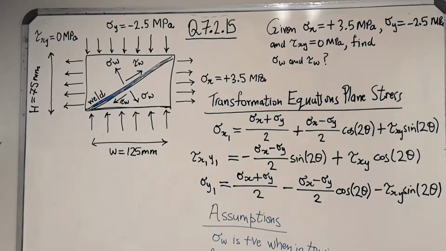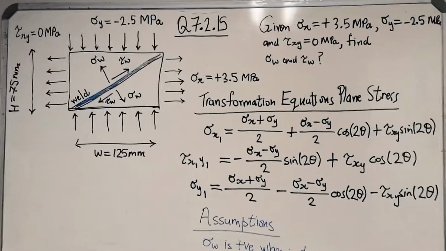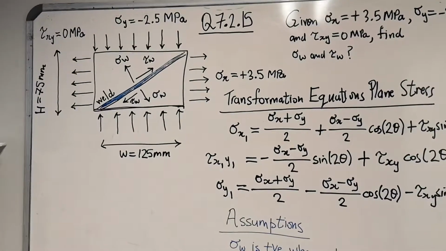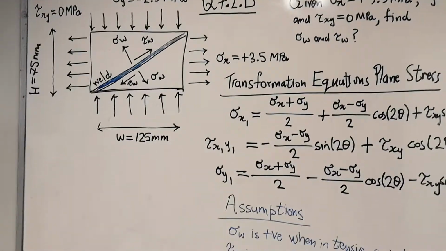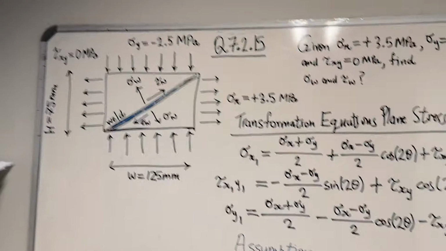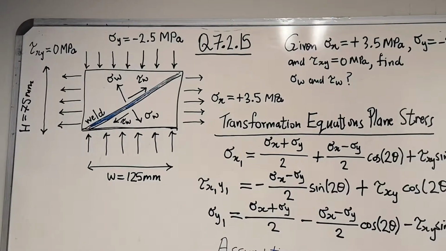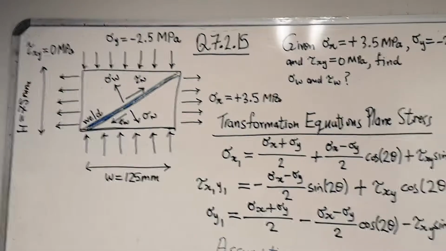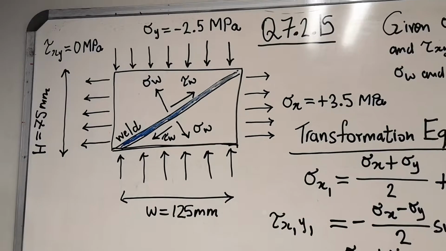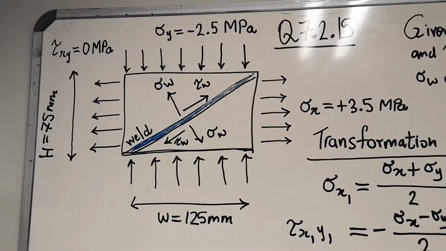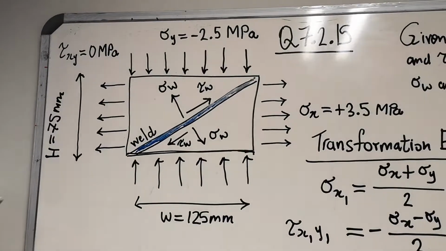Okay, greetings students. There was a query with problem 7.2.15 about working out the correct normal stress and shear stress for the weld. This is in your Gere book, the 9th edition, question 7.2.15. The problem is basically you've got a flat metal plate that is welded together along the diagonal.